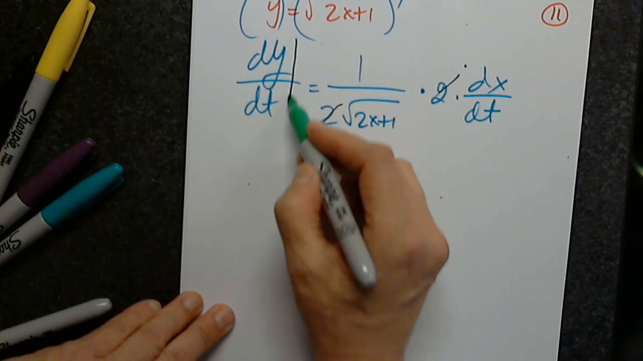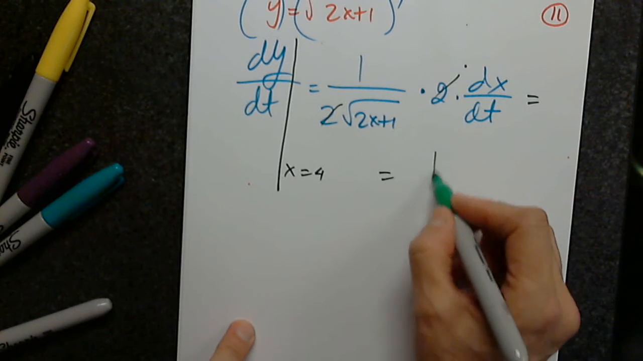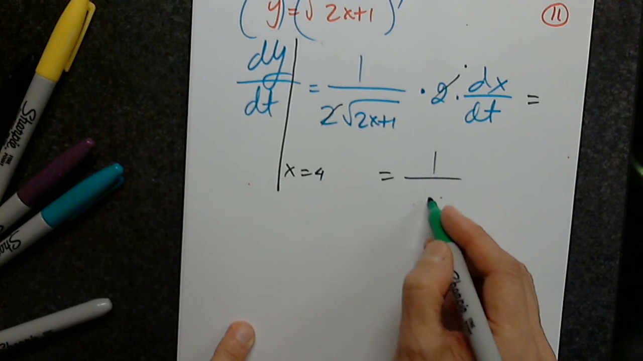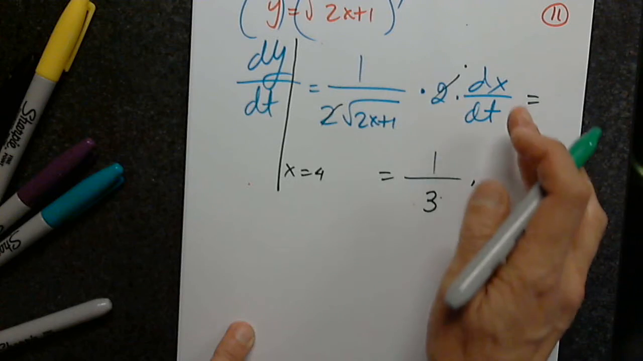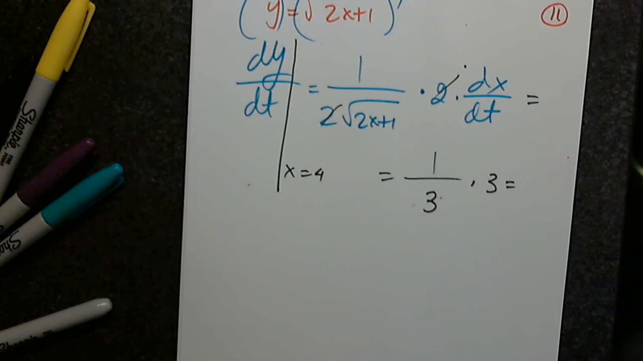And now I'm ready to write x equals 4. Only now. So it's 1 over 2 times 4 plus 1, so the square root of 9, times dx/dt, which is given to us. So the rate of change of the function with respect to time when x is 4 is 1. Whatever measurement unit, it's abstract, so we don't have to write anything at this point.